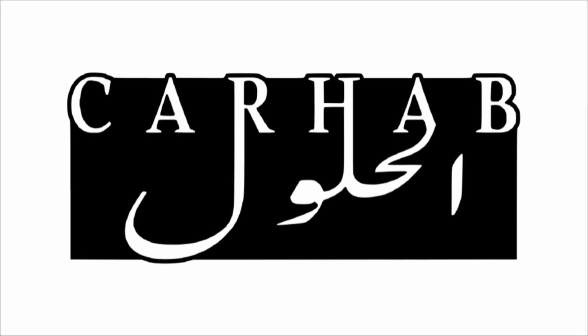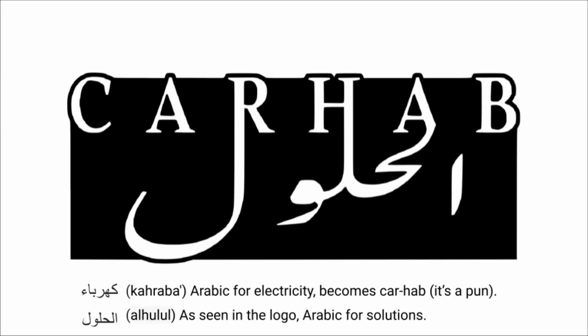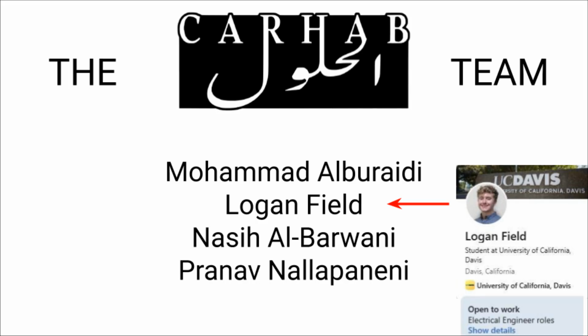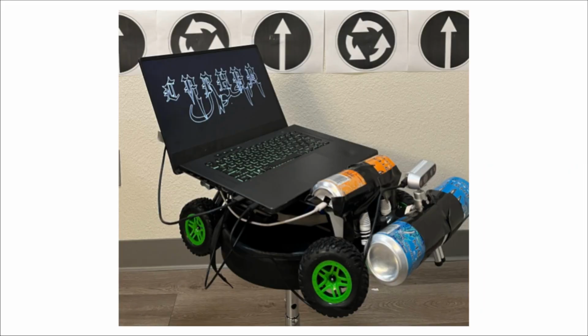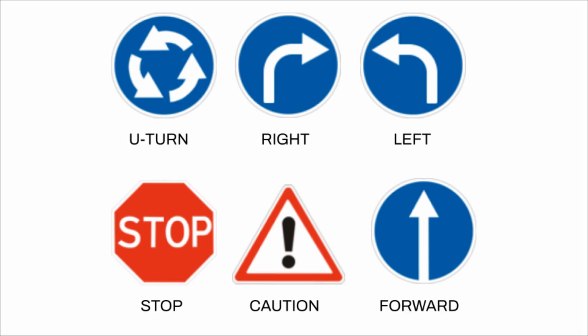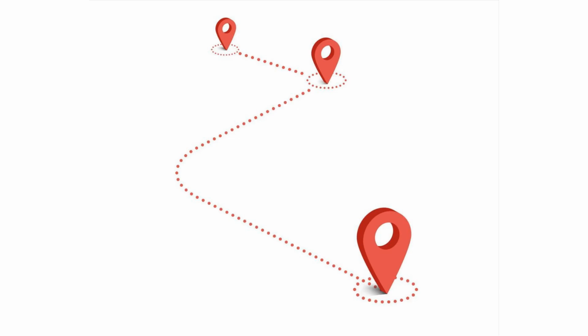Let's start over. This is Carhab Solutions, a machine learning senior project by these students. I'm this one. And this is a self-driving vehicle. For our project, we wanted to develop a novel implementation of self-driving. Rather than the traditional lane following, we used exclusively traffic signage to define point-to-point navigation.